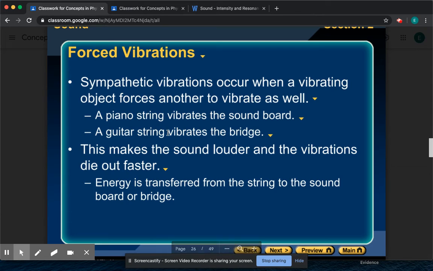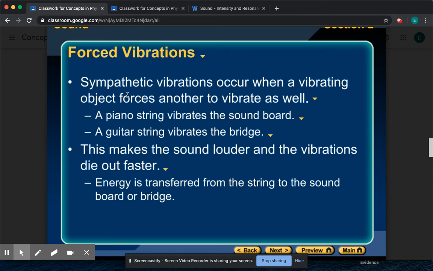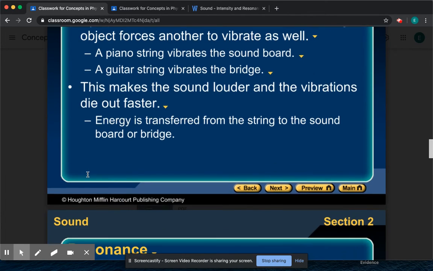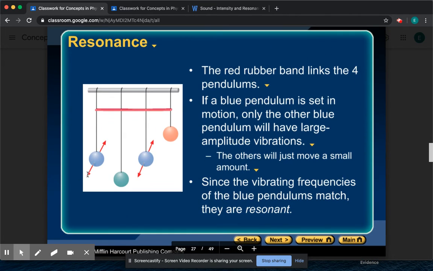Now then you have things like forced vibrations. So now we're getting into the world of musical instruments. Pianos, guitars, wind instruments, all these things produce vibrations that make a harmonic sound. But energy has to be transferred from one component to the next, and you end up getting something called resonance.